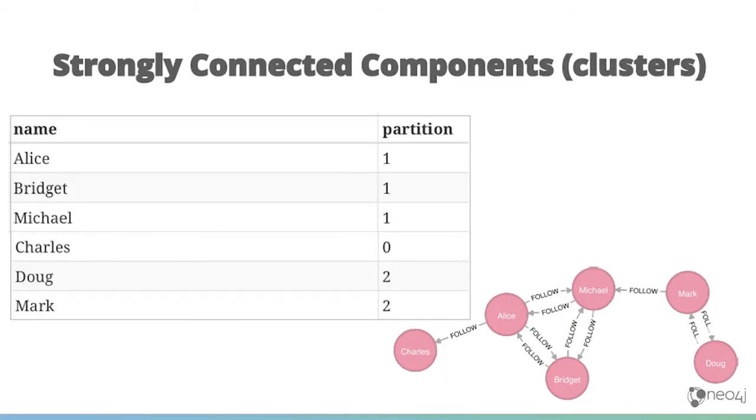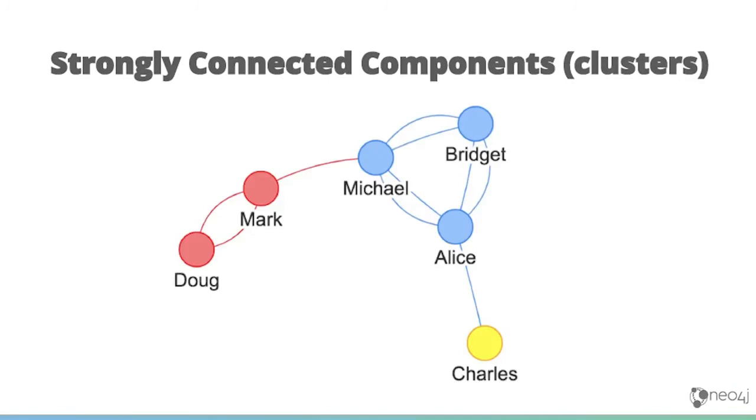You can see that we've partitioned or clustered different parts of the graph. We have Alice and Bridget and Michael in the same partition, Doug and Mark in a different partition. When we bring it back to the larger graph, Alice, Bridget, and Michael are the ones that are heavily connected with each other, and Mark and Doug. Now, this is a lot better way to view it.